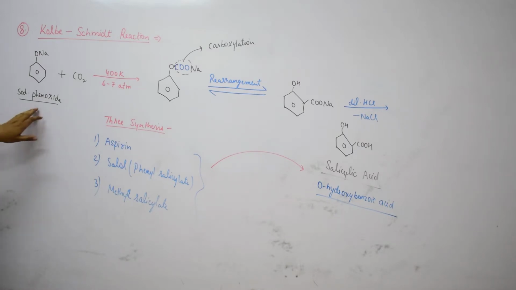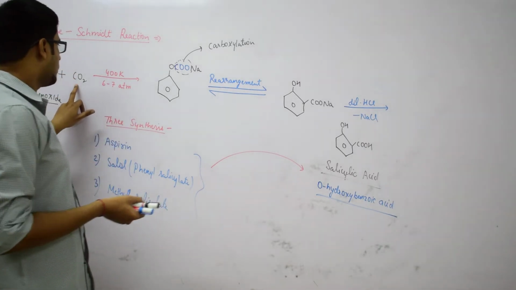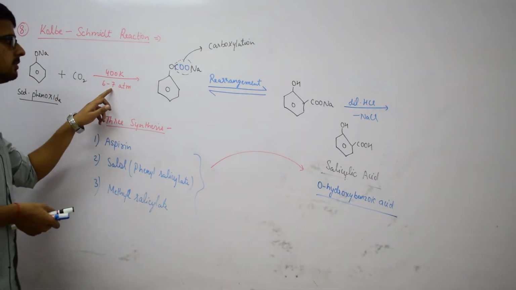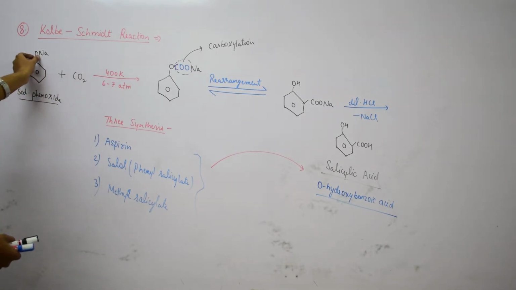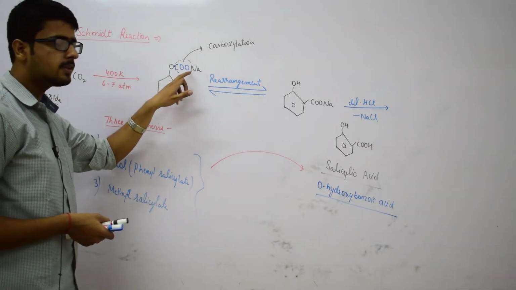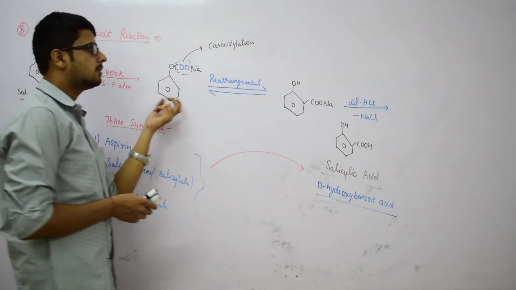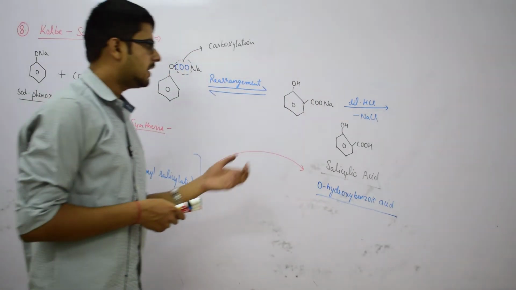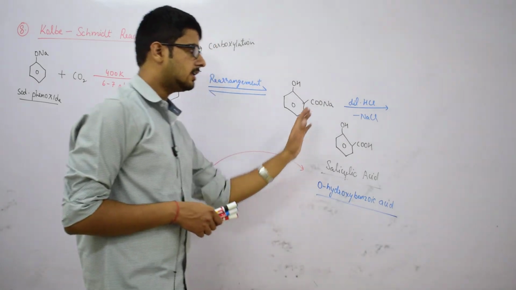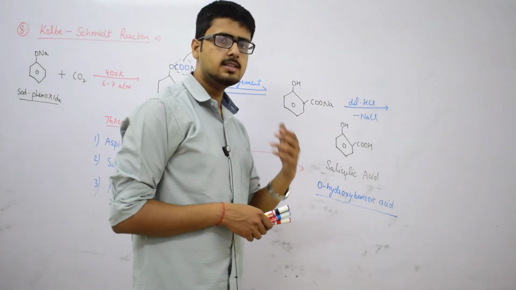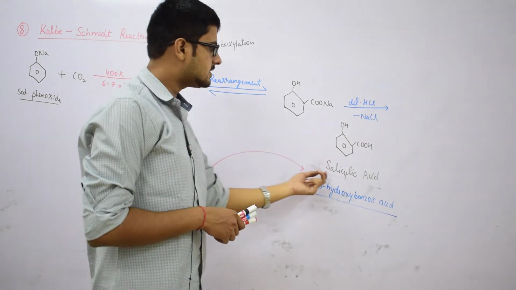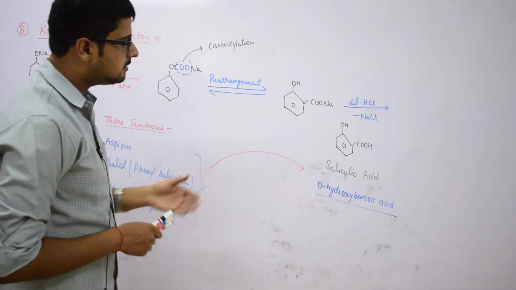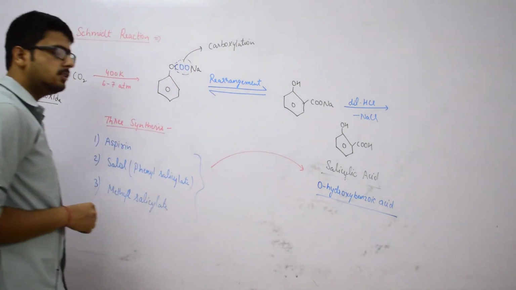So, first of all, sodium phenoxide is carboxylated. It is treated with carbon dioxide in the presence of 400 Kelvin and 6 to 7 atmospheric pressure. This CO2 is attached over here in the form of COO. After this, this compound undergoes rearrangement to form sodium salt of salicylic acid, and finally, when it is treated with dilute HCl, one molecule of NaCl is eliminated and it forms salicylic acid, or it is also called ortho-hydroxy benzoic acid.